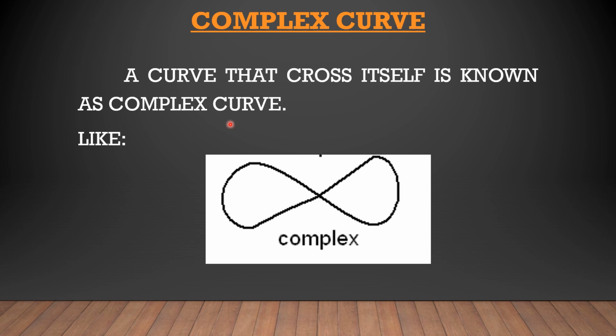Now the opposite of simple curve is complex curve. A curve that crosses itself is known as complex curve. Here you can see the lines are crossing at this point. So this curve will be an example of complex curve.